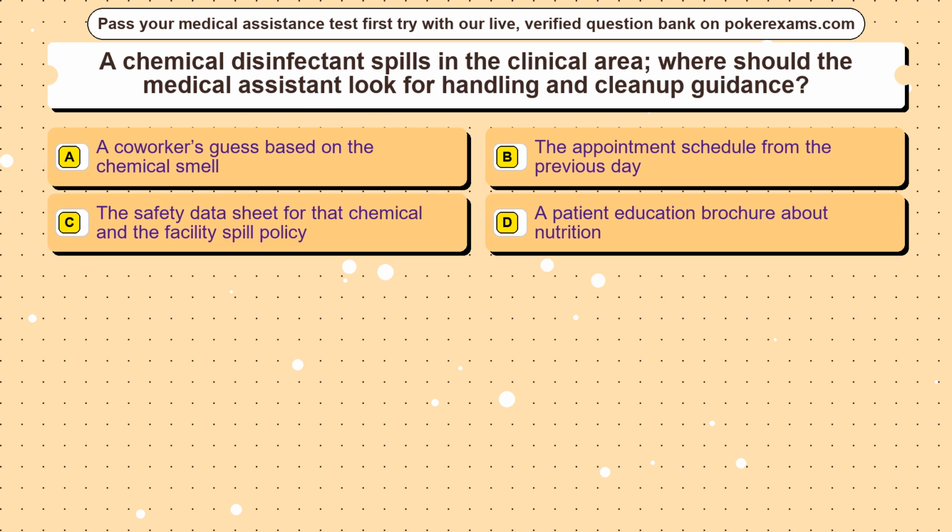Question 22. A chemical disinfectant spills in the clinical area. Where should the medical assistant look for handling and cleanup guidance? Option A. A coworker's guess based on the chemical smell. Option B. The appointment schedule from the previous day. Option C. The safety data sheet for that chemical and the facility spill policy. Option D. A patient education brochure about nutrition.